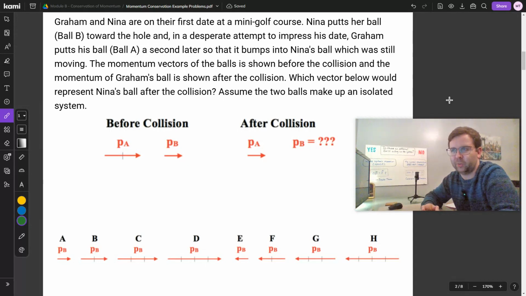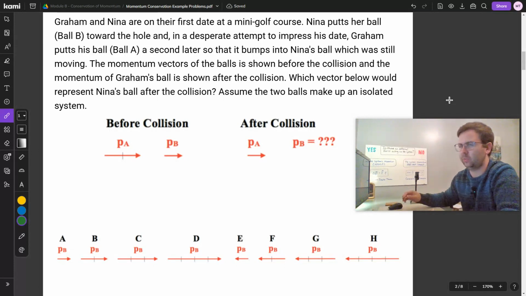The momentum vectors of the balls are shown before the collision and after the collision. Which vector below would represent Nina's ball after the collision? Assume the two balls make up an isolated system.